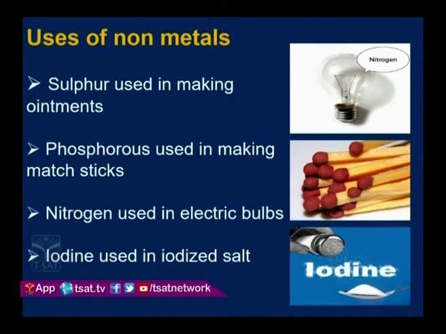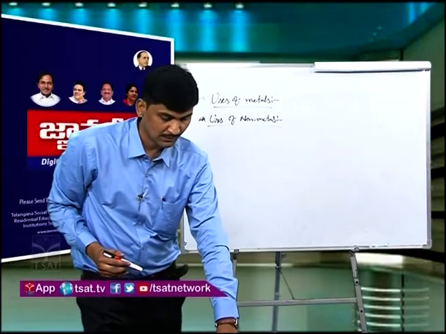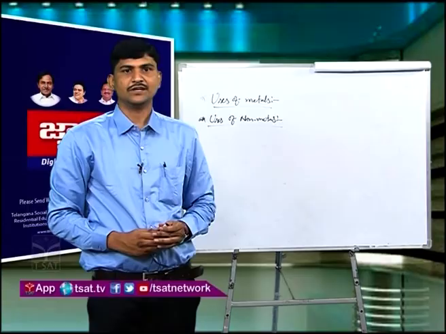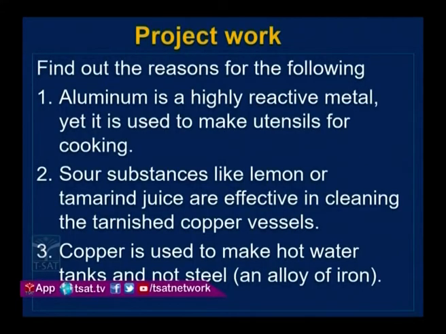Children, now take the project work. Children, the questions are: find out the reasons for the following. Aluminium is a highly reactive metal, yet it is used to make utensils for cooking. Sour substances like lemon or tamarind juice are effective in cleaning tarnished copper vessels. Copper is used to make hot water tanks and not steel, an alloy of iron.